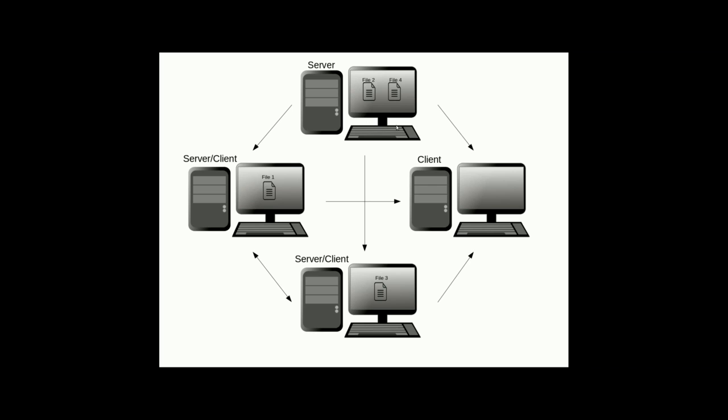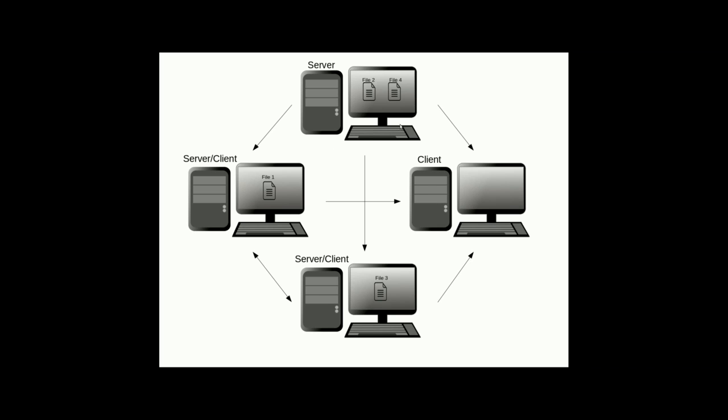So in this particular diagram, this machine actually stores file 1, this machine actually stores files 2 and 4, and this machine stores file 3. Some of the machines can act both as server and client, because they can request files stored on other remote machines. And of course, some of the machines can act just as servers, which means that they won't request files that are stored on other machines. And some machines can act just as clients, which means that they won't store anything that's going to be requested by other machines.